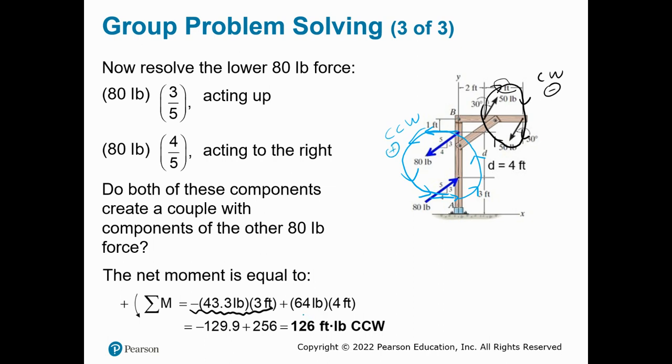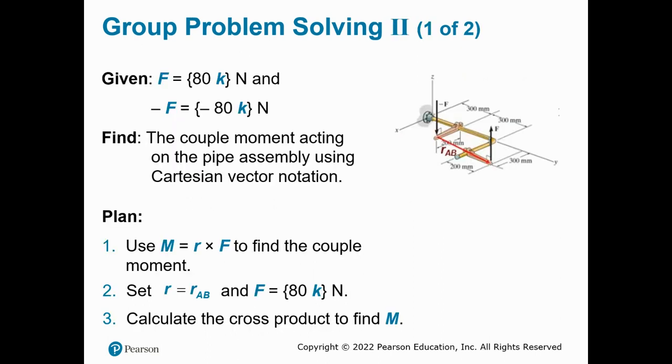Also, that's where that 64 times 4 feet comes from. 4 feet is the distance between them. See right here, from here to here, that is 4 feet. And 64 comes from the 80 times 4/5. Only the horizontal component of that 80 is generating a moment. Putting that together, one clockwise, one counterclockwise, be careful with the sign. We have 126 counterclockwise together.